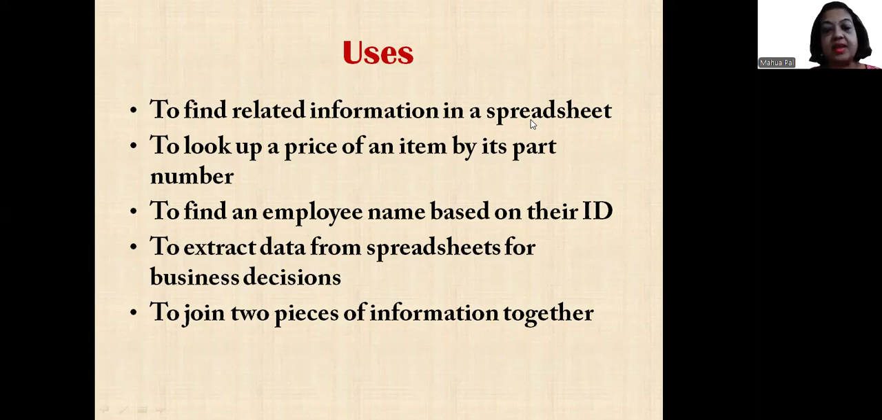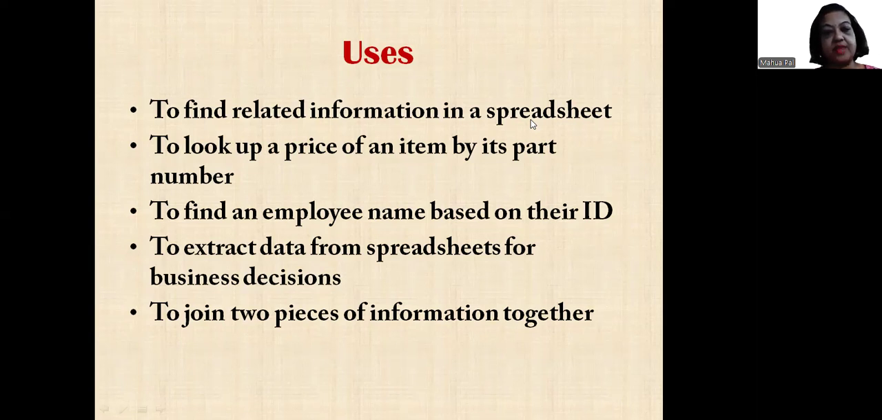VLOOKUP helps to look up the price of an item by its part number, not the whole. That is very important. To find an employee name based on their ID, to extract data from a spreadsheet for business decisions, to join two pieces of information together.